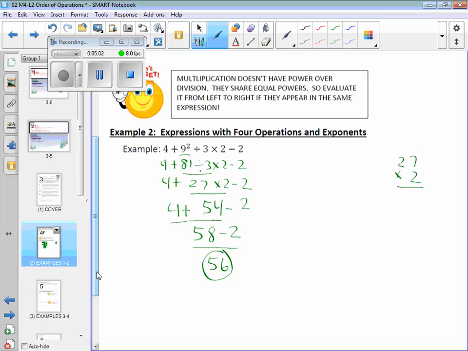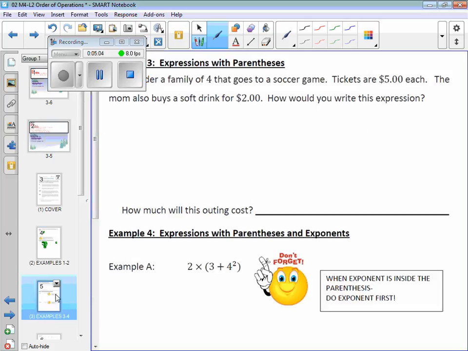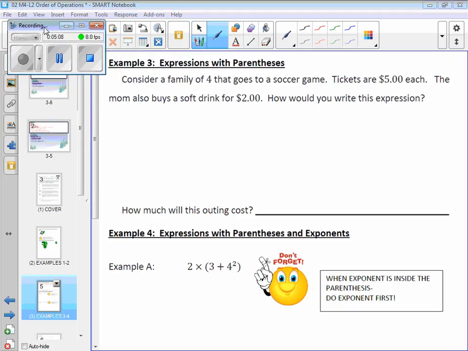Example 3. You ready? It's harder and harder and harder. Oh, look, we have a word problem. So that means you've got to write your own expression based on the word problem. Consider a family of 4 that goes to a soccer game. Do I need this number? Yes. Maybe. Tickets are $5 each. Do I need this number? Yes.